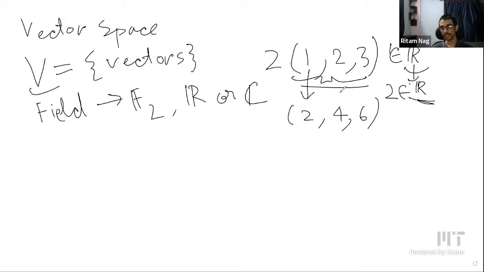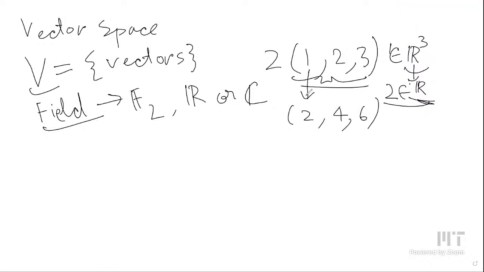This is called scaling. This ground field is called a ground field. It's also called the field of scalars. Scalars provide the numbers by which you can multiply or stretch.